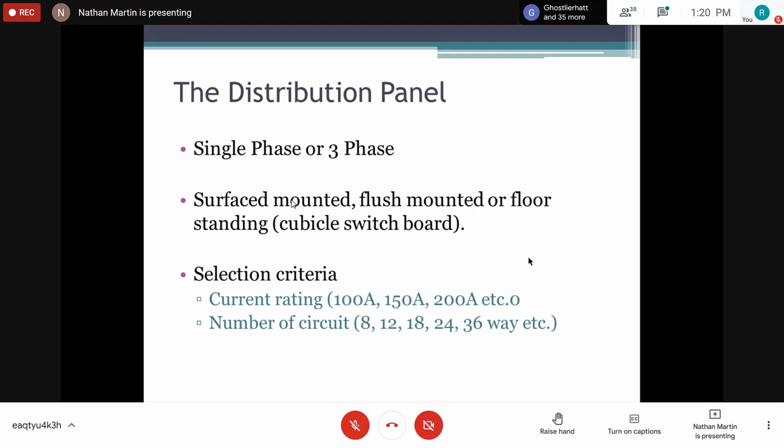Selection criteria will be based on your current carrying capacity and the number of circuits that you can connect in the panel. For example, you can buy an 8-way panel, a 12-way panel, 18-way, 24-way, and such, right? So then that will determine the number of circuits that you can connect.